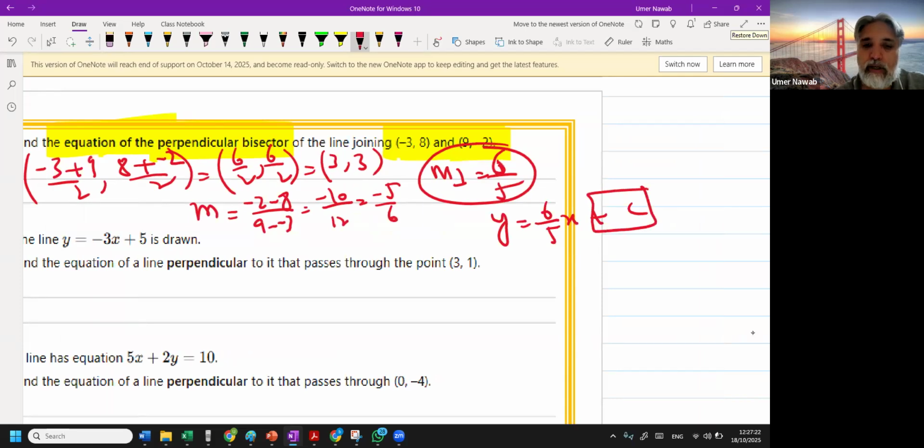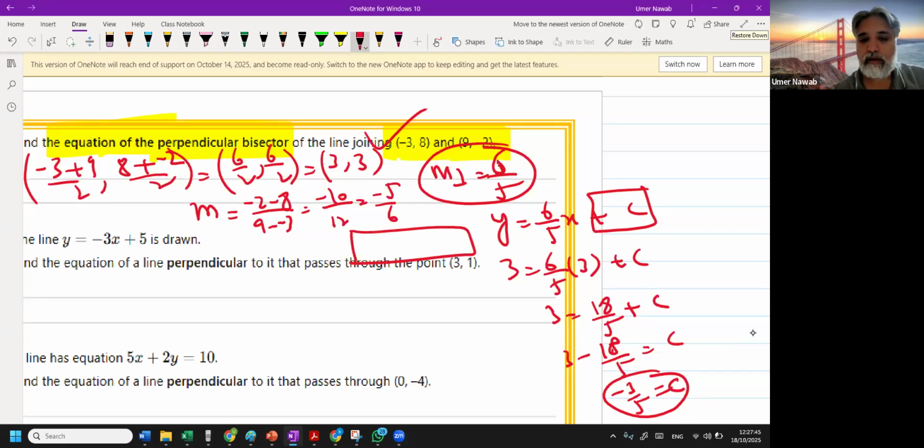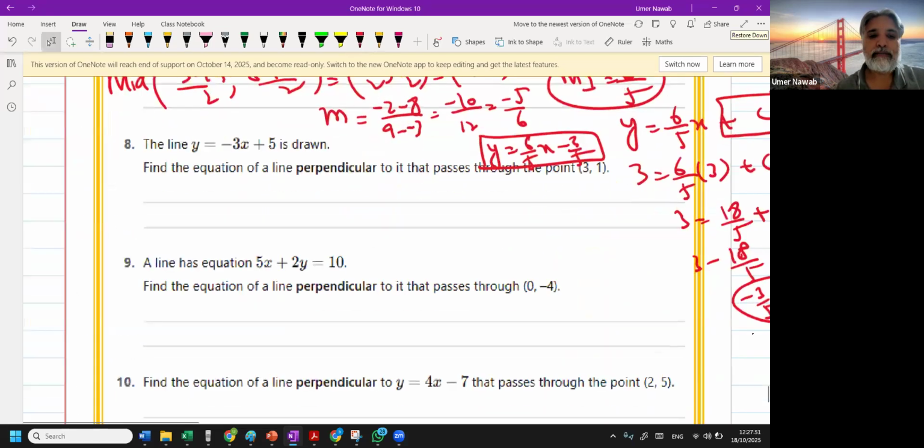In order to get c, we need to use the value 3. So 3 is equal to 6 over 5 times 3 plus c. 3 is equal to 18 over 5 plus c. 3 minus 18 over 5 gives c, and this will give you negative 3 over 5 if you use a calculator. 5 times 3 is 15. 15 minus 18 is going to give you minus 3 over 5. So what is the final equation I get? y is equal to 6 over 5 x and negative 3 over 5.